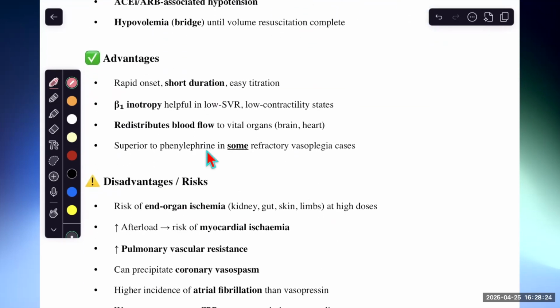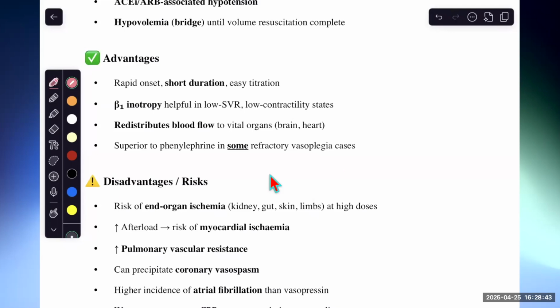Advantage: rapid onset, short duration, easily titratable. Beta 1 inotropy will help a little bit. Redistribution of the blood to vital organs like the brain and heart. Superior to phenylephrine in some refractory vasoplegia cases.